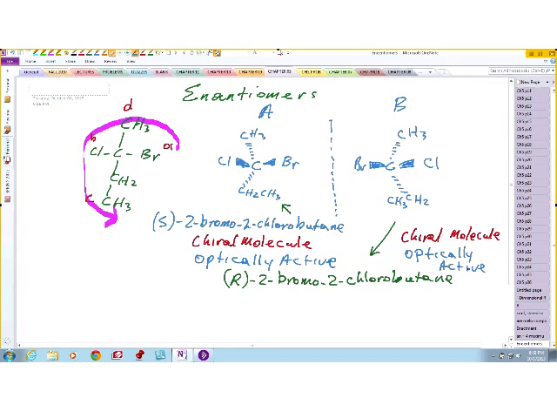Yes, okay. This is the way you see it. Bromine on your right, chlorine on your left, methyl here, and this ethyl here. That is because you are looking at this molecule from here. Okay?